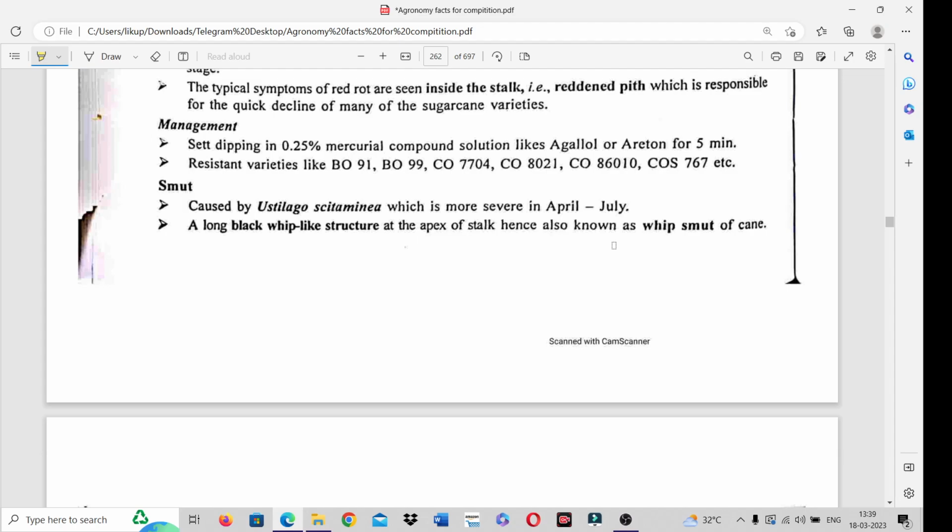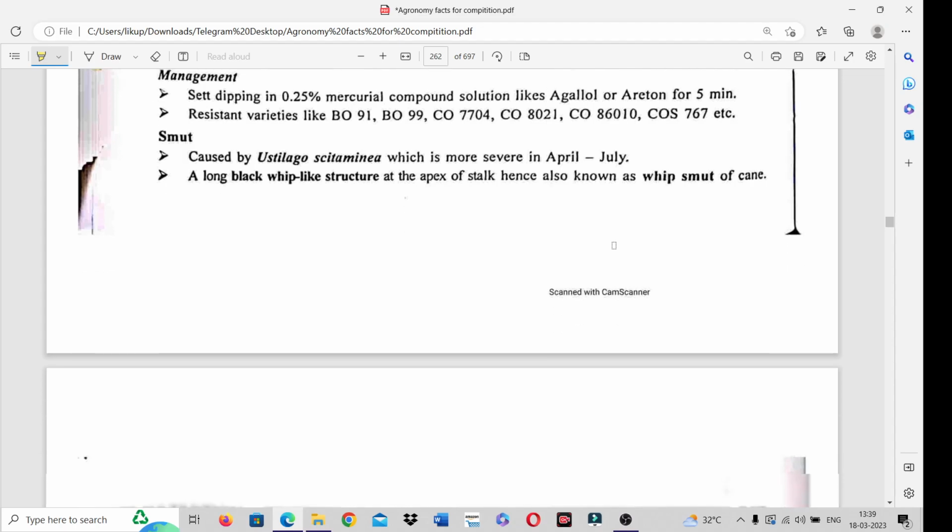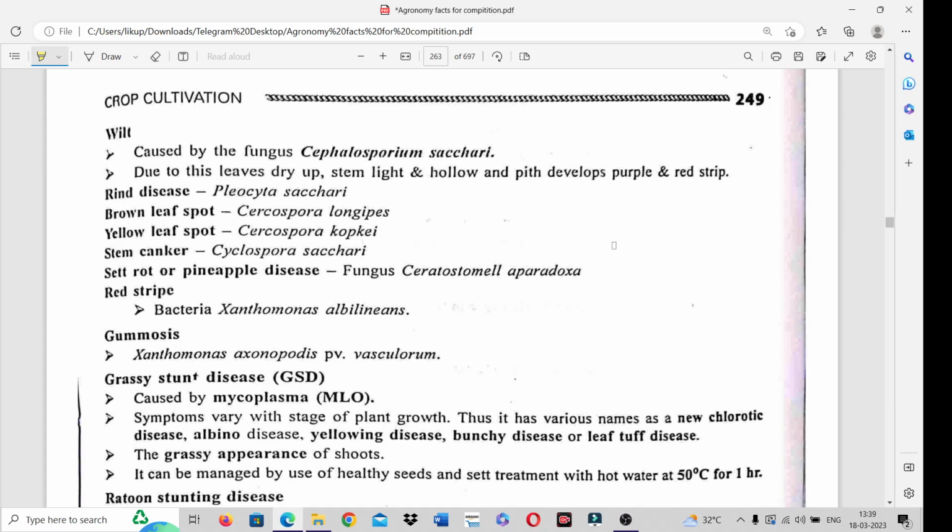Smut, caused by Ustilago scitaminea, is more severe in April to July. It shows a long black whip-like structure at the apex of the stalk and is also known as whip smut of cane. Wilt is caused by Cephalosporium sacchari. Due to this, leaves dry up, the stem becomes light and hollow, and the pith develops purple and red streaks.